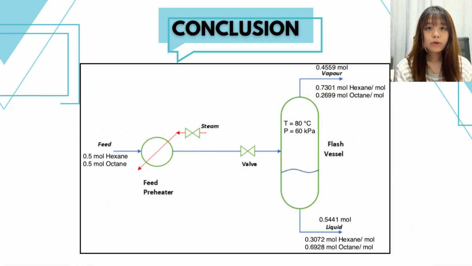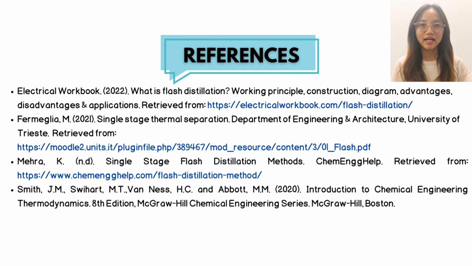In conclusion, a liquid mixture with 0.5 mol hexane and 0.5 mol octane is fed into the system. The mixture is heated to 80 degrees Celsius and the operating pressure is 60 kilopascal. The other stream contains 0.46 mol vapor, which contains 0.73 mol hexane per mol and 0.27 mol octane per mol, and 0.54 mol liquid, which contains 0.31 mol hexane per mol and 0.69 mol octane per mol. Most of the hexane occurs in the vapor stream because the boiling point of hexane is lower than octane.